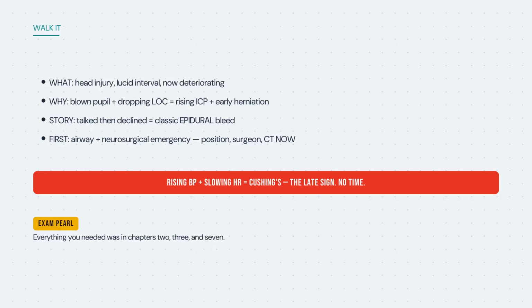A head-injured patient with a lucid interval, now deteriorating. Why? A one-sided blown pupil plus a dropping level of consciousness is rising pressure and early herniation, and the story, talked, then declined, is a classic epidural bleed. Which matters most? The pupil and the consciousness, together, right now. What first? This is an airway and neurosurgical emergency. Protect the airway, position to lower pressure, and get the surgeon and the CT immediately. And the rising pressure with the slowing heart rate is Cushing's, the late sign. This patient does not have an hour. Everything you needed was in chapters 2, 3, and 7.